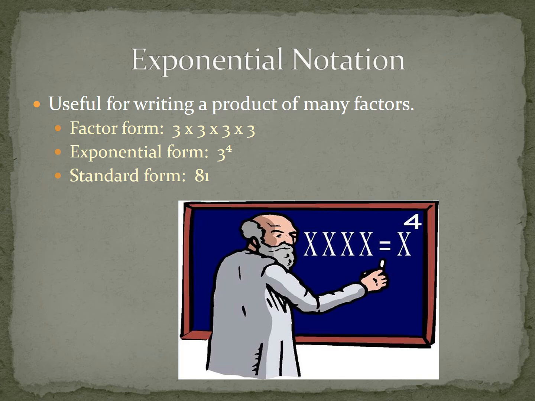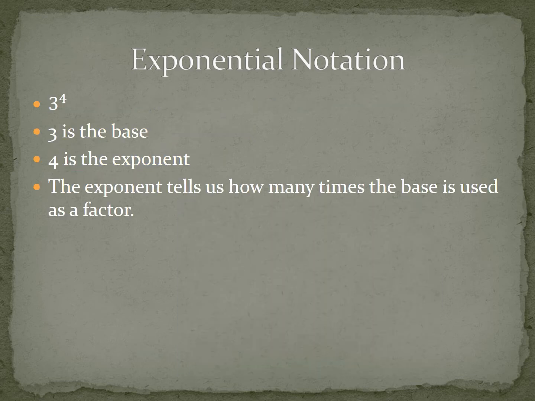Just make sure, this is the biggest mistake people make, is that they look at this 3 to the 4th power and they just go, oh, that's 3 times 4, and so it's 12. No, it's 3 times 3 times 3 times 3, which is 81. Big difference. So just a little definition of terms. Again, 3 to the 4th power. 3 is considered your base, and 4 is your exponent. The exponent tells us how many times the base is used as a factor.